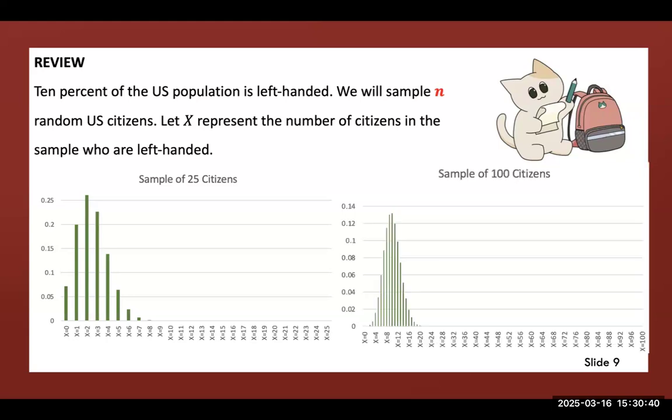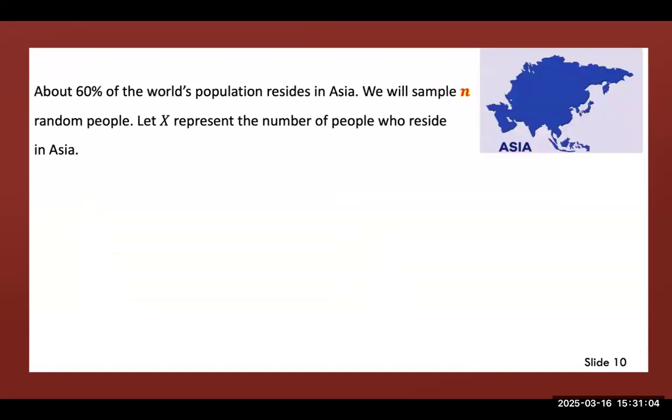And if I have a sample of 100 citizens, we will get something that looks like the normal distribution. So the binomial distribution, when N is large, starts to take the shape of the normal distribution. It turns out that whatever the success probability is, this will always happen. I'll give you another example.